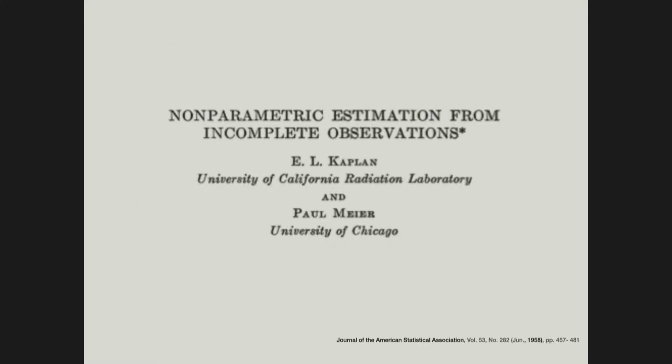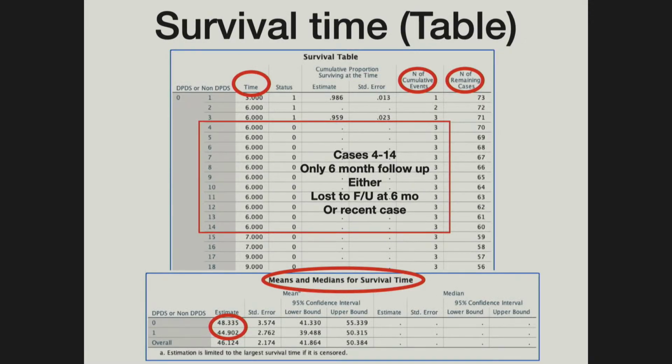This is the first paper that came from Kaplan and Meier, from which the Kaplan-Meier name came. That was from the University of Chicago and University of California in 1958. They showed this non-parametric estimation from incomplete observations. Like some patients may not develop an outcome like diabetes over a period of 5 years, but if you follow the patient for 10 years, they may develop diabetes. So they first published this statistical method for how to calculate that.